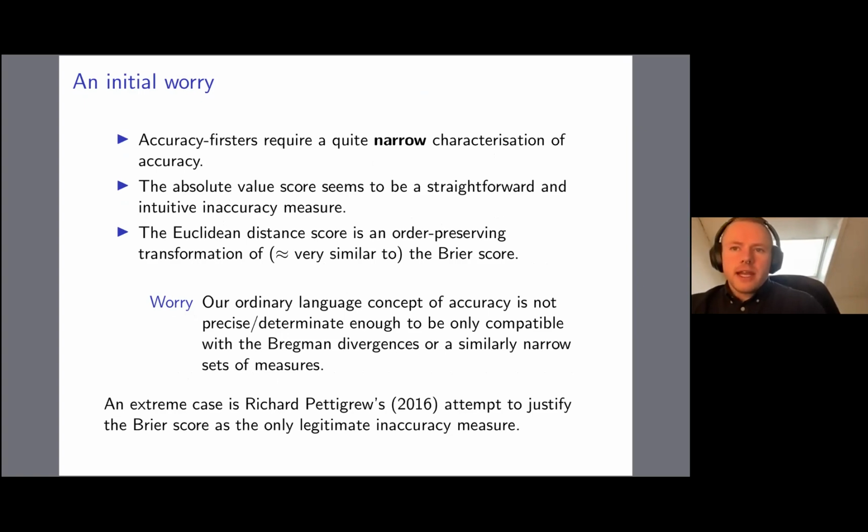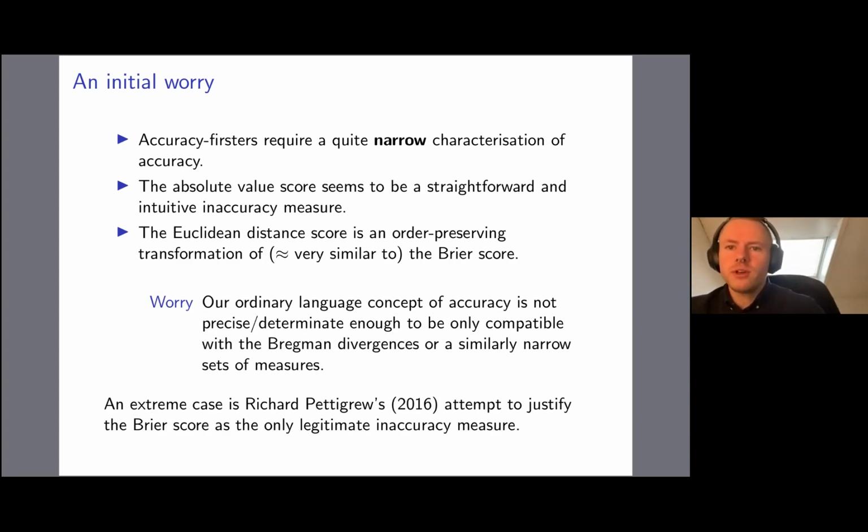Regardless of these views, it's clear that accuracy firsters require a quite narrow characterization of accuracy, right? So for example, the absolute value score is super straightforward and intuitive, I think, but it has to be ruled out. The Euclidean distance score is very similar to the Brier score. In fact, it's an order-preserving transformation of it. That is, it orders the credence functions according to their accuracy exactly like the Brier score. The only difference is it assigns different numbers to them. And it would be extremely surprising if some pre-existing concept of inaccuracy is able to not only fix the ordering of the credence functions, but also the numbers.